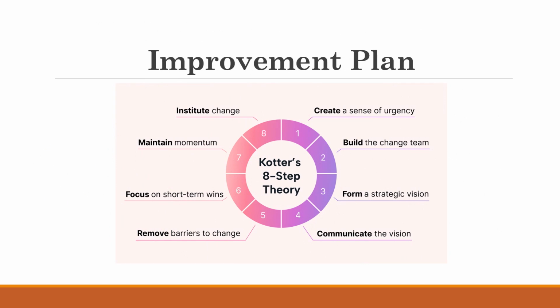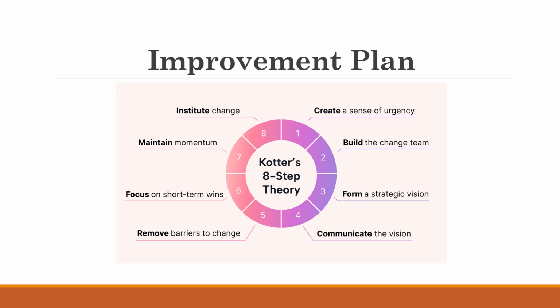Being a multi-million, almost billion-dollar company, there are certain things that could change, and one of them is the price of the Apple product. To do this, we're going to use the Kotter 8-step theory. One, we're going to create a sense of urgency. So we're going to do a board meeting where we discuss the cost and what we may do to rally and be that change agent.